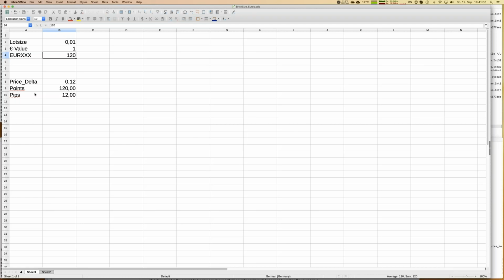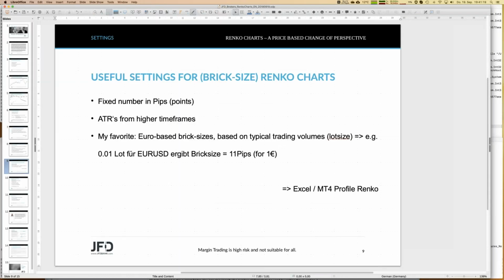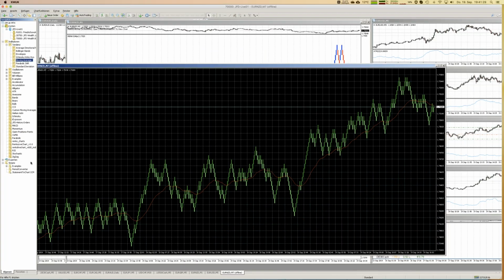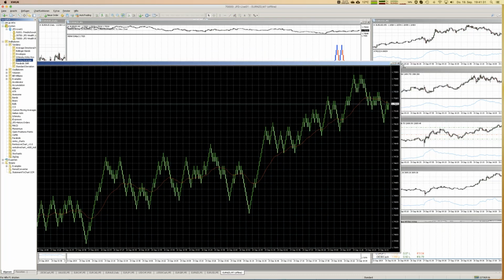So that is a nice tool to translate euro numbers with typical lot sizes of your own trading into suitable brick sizes. And then we can create a really quite cool chart. Let me illustrate that. I have prepared that chart already.